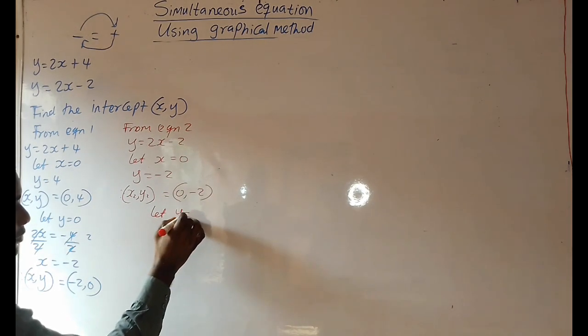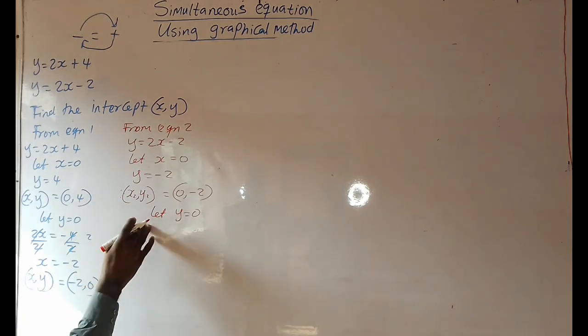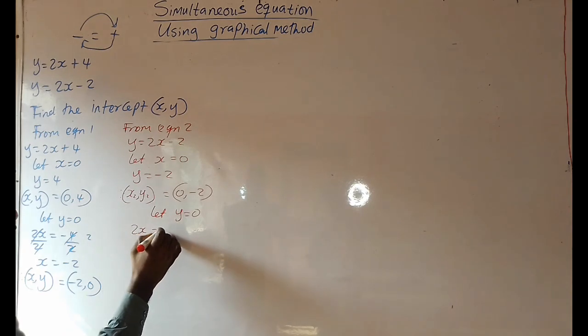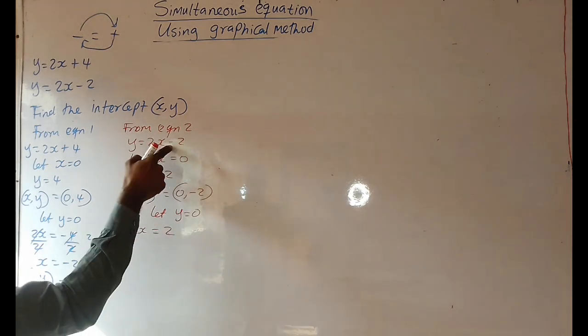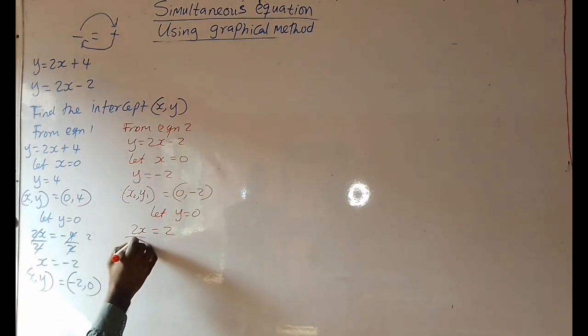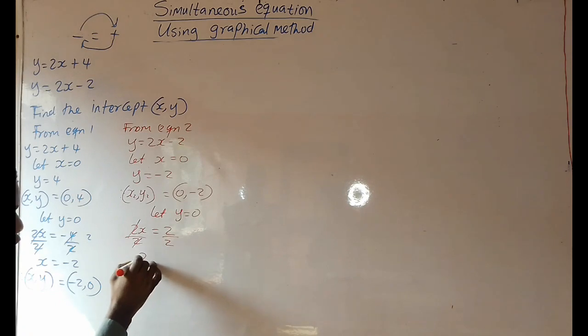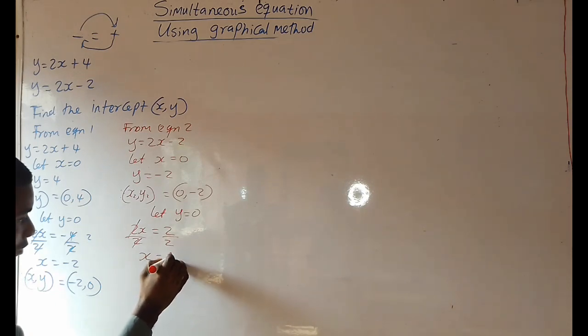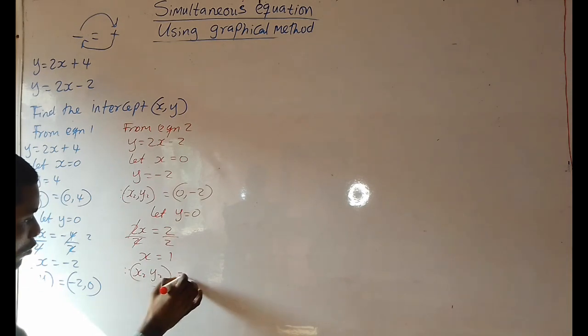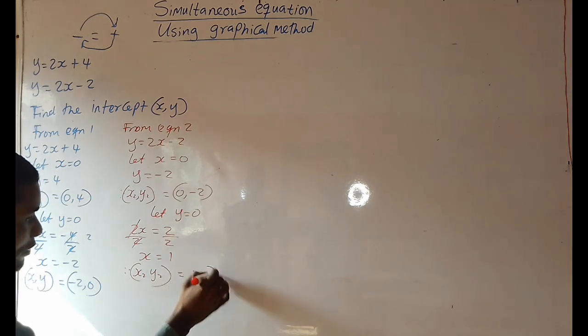Now let y equal 0. When y equals 0, then our x is going to be 2x equals 2. When minus 2 crosses the border, it changes to plus 2. So we divide both sides by 2, and my x is 1. Therefore, x2, y2 equals 1, 0.